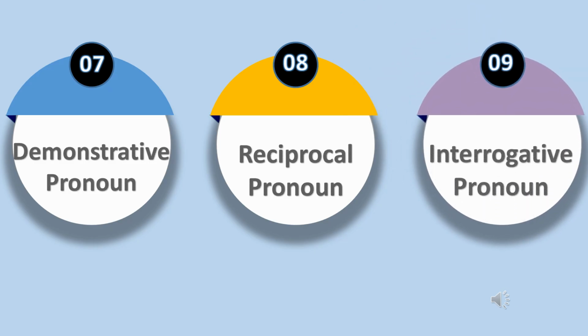9. Interrogative pronouns. These are used to ask questions. Common examples include who, whom, whose, which, and what.